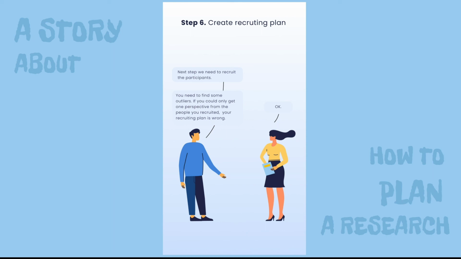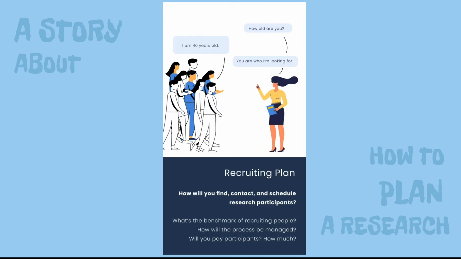Next step, we need to recruit the participants. You need to find some outliers. If you only get one perspective from the people you recruited, your recruiting plan is wrong. For the recruiting plan, how you will find, contact, and schedule research participants is very important. You need to consider what the benchmark for recruiting people is. How will the process be managed? Will you pay participants? How much will you pay them? How old are you? I'm 40 years old. You are who I'm looking for.